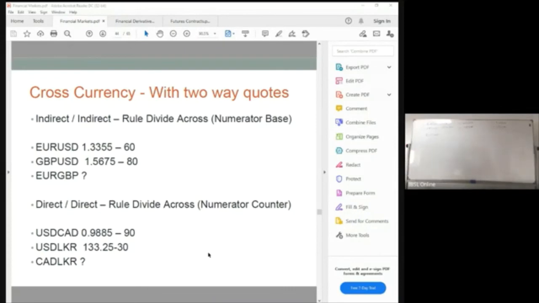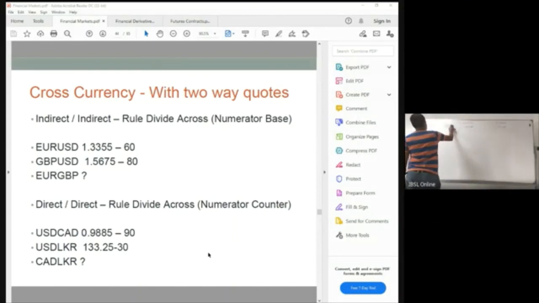Now, when you divide, there are 4 different combinations. Either you can divide euro bid by sterling bid, or euro bid by the sterling offer. Then you can divide euro offer by sterling bid, or the euro offer can be divided by the sterling offer. 4 different combinations. Which one do you use?